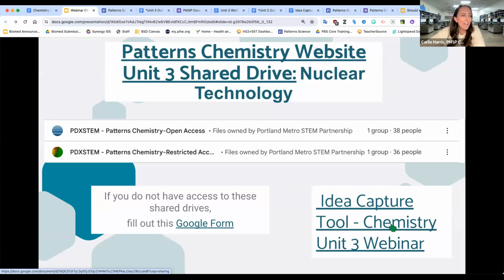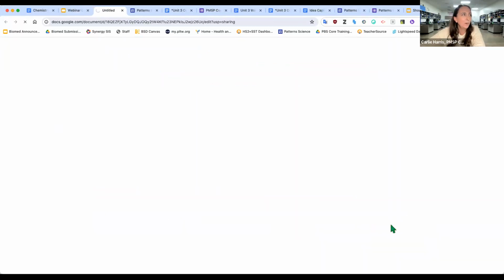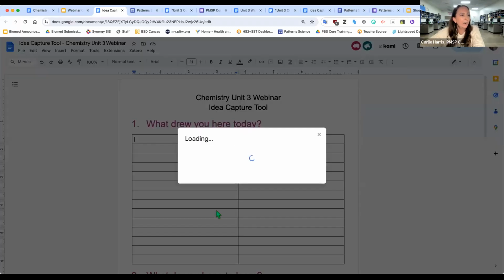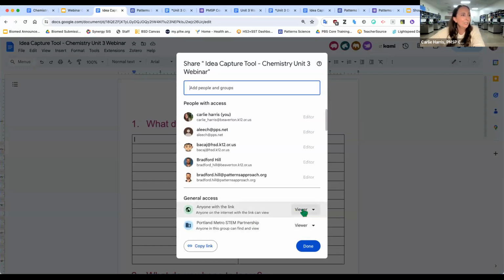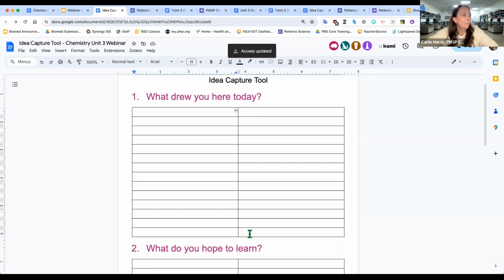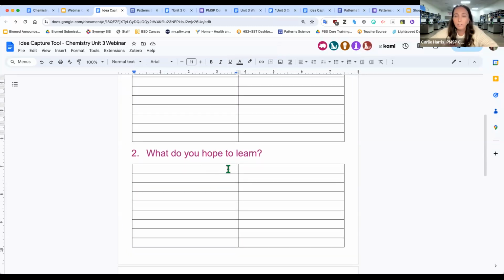And then the last link that I wanted to share with you is specific to our webinar today. This is our idea capture tool. If you could pop in here. I should check the shared access. Since this is a new document, I think you need to be editor. There we go. Okay, you should be able to edit this. So you can leave us some information about why you are specifically here for the Unit 3 webinar. We would love to hear that. And then what would you hope to learn from this webinar? That helps inform our future webinars as well.